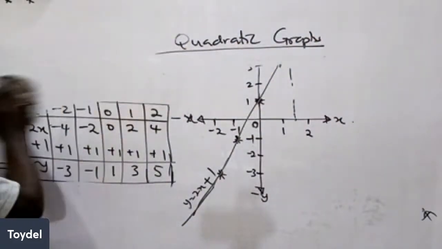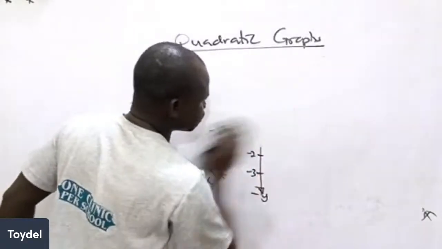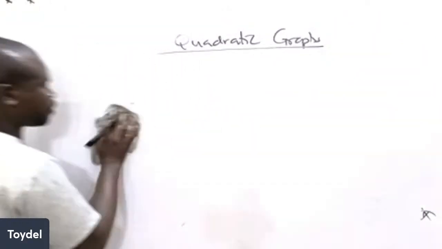But at times you can have both linear and quadratic graphs in a particular question, so we are going to pick one. We are going to do just 2 questions under this. Then we go to the trigonometric graph. Trig also has its own graph.